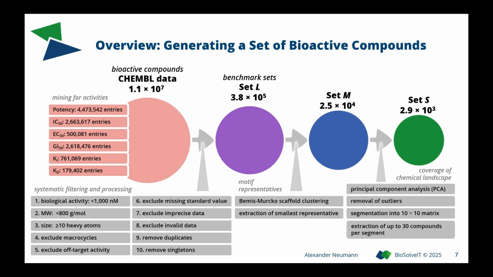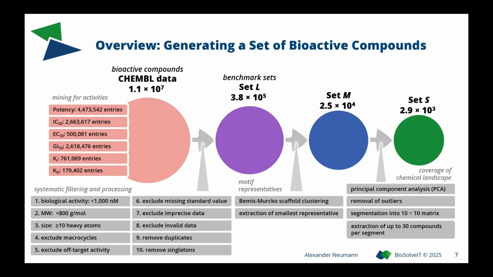So you can see with each step, it shrinks one potency less. So basically 10 to the power of 5 for set L, 10 to the power of 4 for set M, and finally thousands for set S. So we came up with a set L of approximately 380,000, yes, correct, compounds. And this was everything that was biologically active.